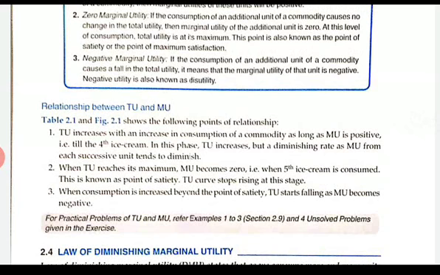So this is the relationship between TU and MU. As long as MU is positive, TU is increasing. When MU is 0, TU is at the max, and that maximum point is called the point of satiety. And when MU becomes negative, your TU starts to fall. This is the relationship between total utility and marginal utility. Okay children, in our next video we are going to discuss the law of diminishing marginal utility.